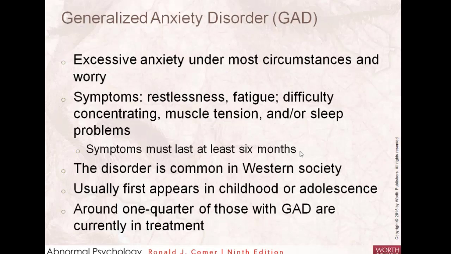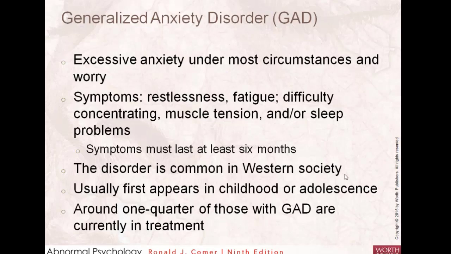Some of this looks like a college student. The college student that's worrying about how to buy groceries and pay your tuition and make good grades in your class, and also you're not sleeping well and you feel tense. Okay, so some of you are already self-diagnosing here. Generalized anxiety disorder has to be a persistent problem over several different areas of your life for at least 6 months. Now, this disorder is common in Western society.